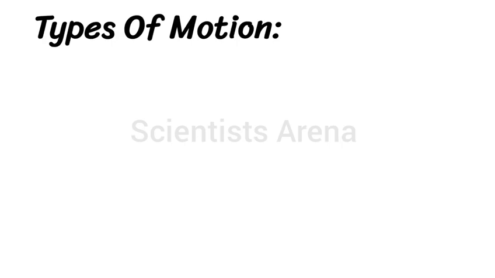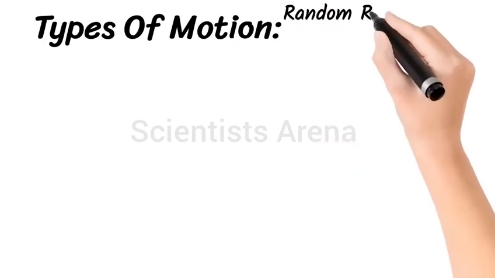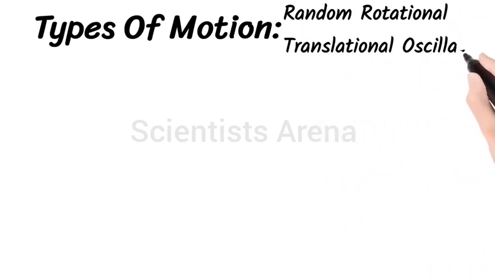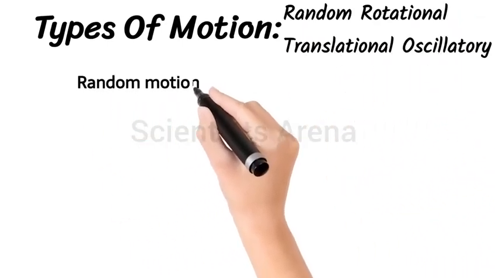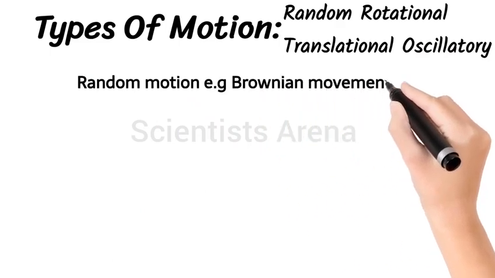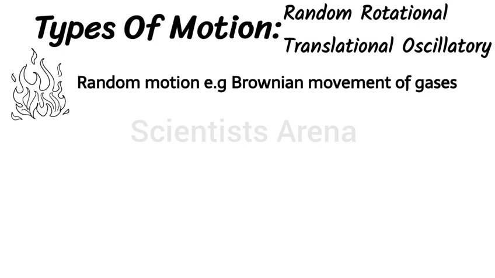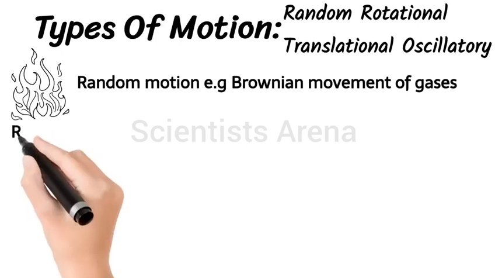Types of motion. There are four major types of motion and they are random motion, rotational motion, translational motion and oscillatory motion. 1. Random motion involves the irregular or disorderly movement of objects in no preferred direction such that they collide with each other. An example of random motion is that displayed by gases, known as Brownian motion.